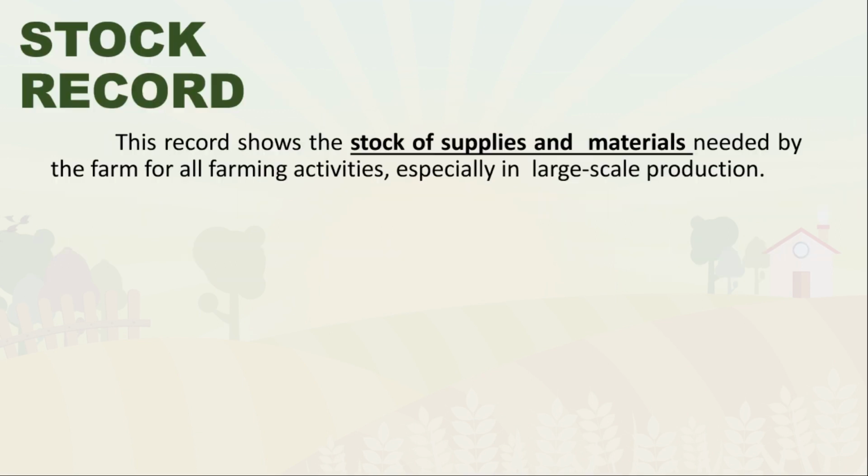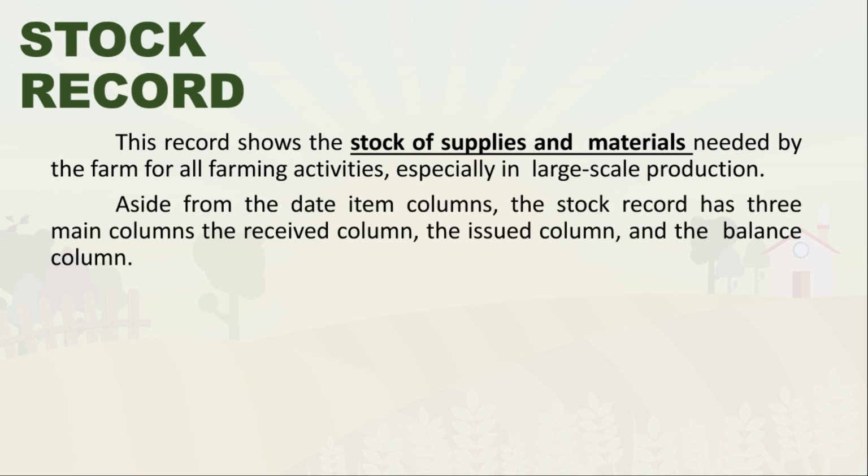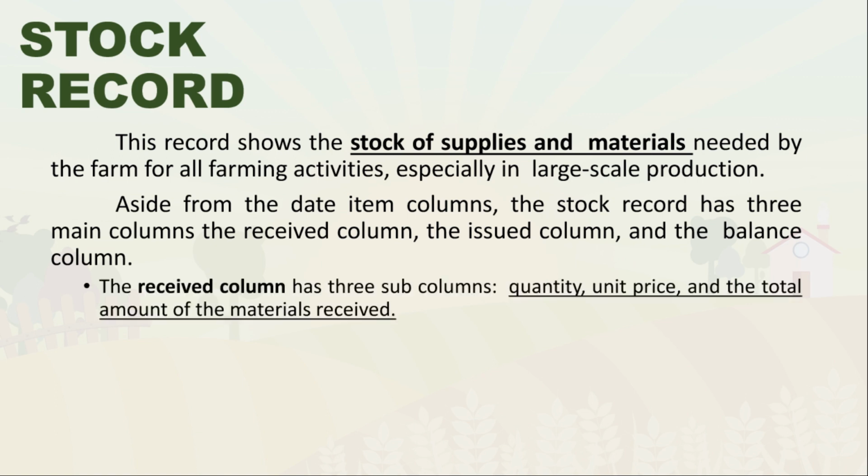Next, we have the stock record. Stock record shows the stock of supplies and materials needed by the farm in all farming activities. So aside from the date and item columns, the stock record has 3 main columns, namely the received, issued, and balance columns. Ang received column ay nagpapakita ng quantity, unit price, and the total amount of the materials received.